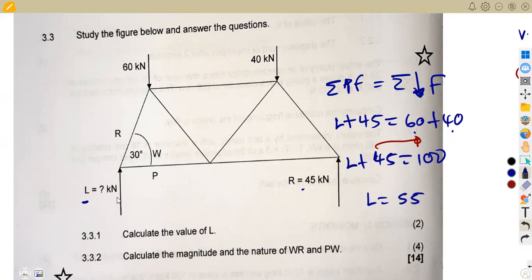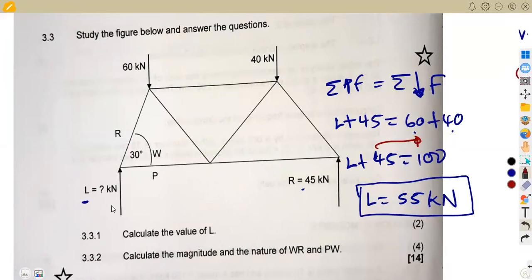And also the units, consider the ones that you have here. So the units there are supposed to be in what? In kilonewton. So that is how we're supposed to calculate the value of L. So here we have got 55 kilonewton. All right, 2 marks for that.